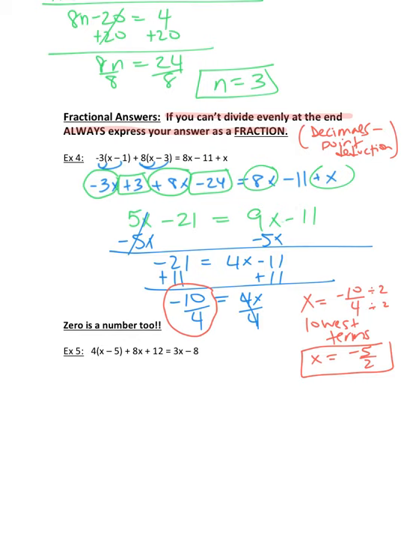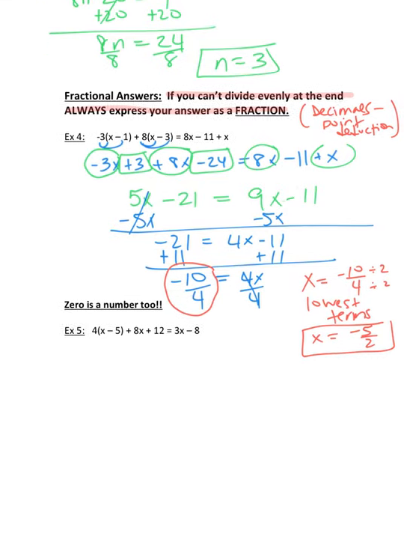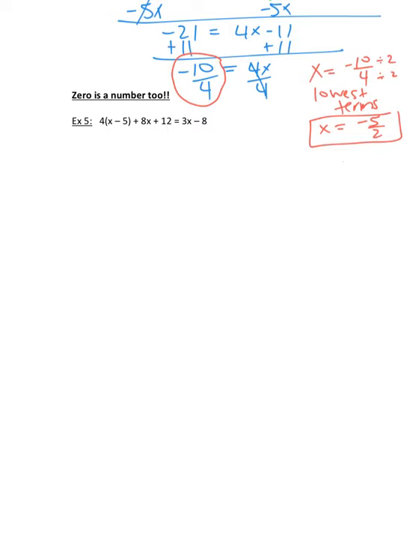And our last example is where we end up with 0, which feels generally uncomfortable to kids. So I called it, the little subtitle, 0 is a number 2. Okay, don't get confused because you get 0 in a problem. So let me go through that example.